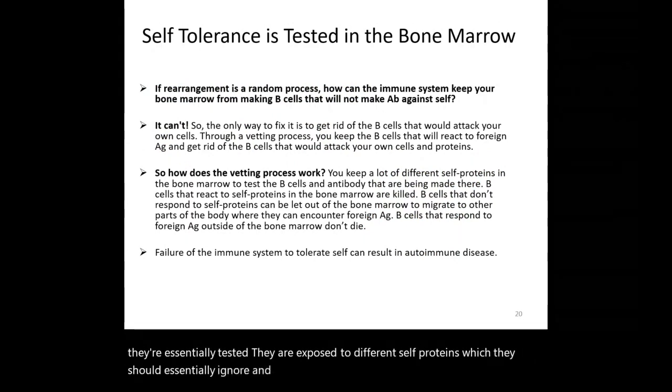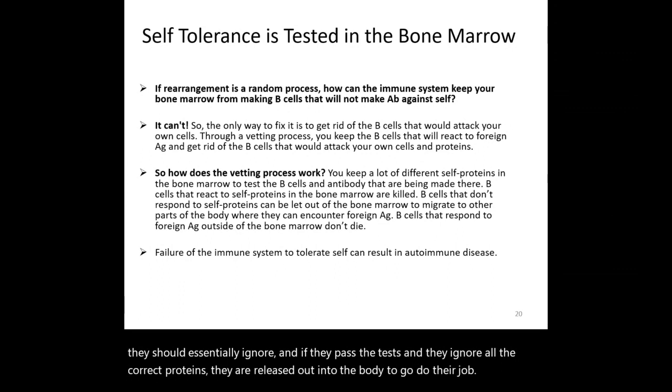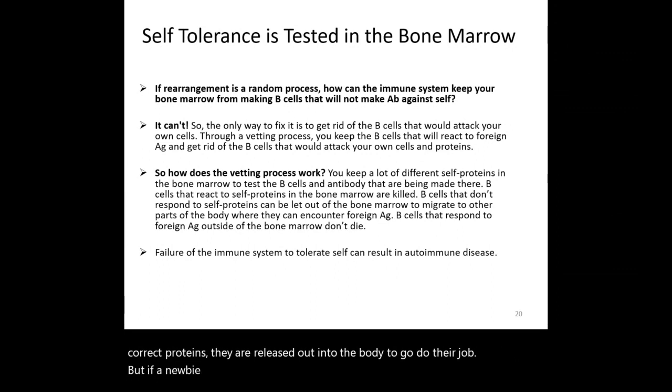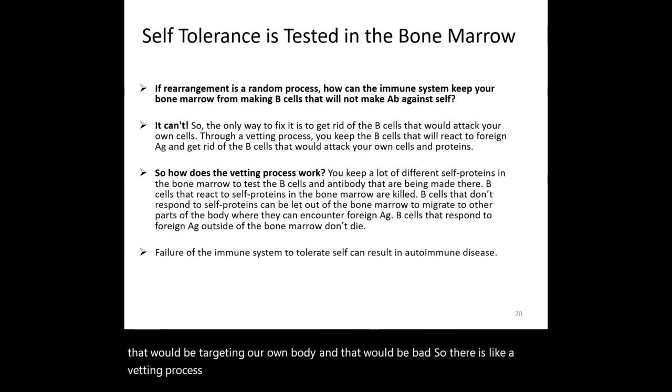And if they pass the test and they ignore all the correct proteins, they are released out into the body to go do their job. But if a new B cell attacks a self cell, that B cell is targeted for destruction because that would be targeting our own body, and that would be bad. So there is like a vetting process to make sure that our immune cells only recognize non-self pathogens.